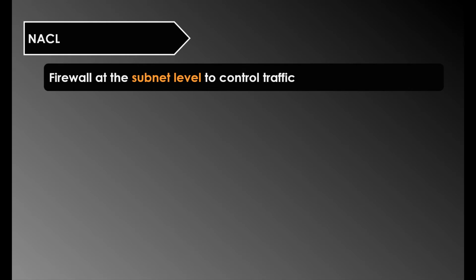Now moving on to NACL, that is Network Access Control List. This is also a virtual firewall. However, this one is at one level above, that is at the subnet level. You can add these NACLs to one or more subnets, but each subnet can have only one NACL, and it acts as a layer of defense and filters traffic even before it reaches the security groups.